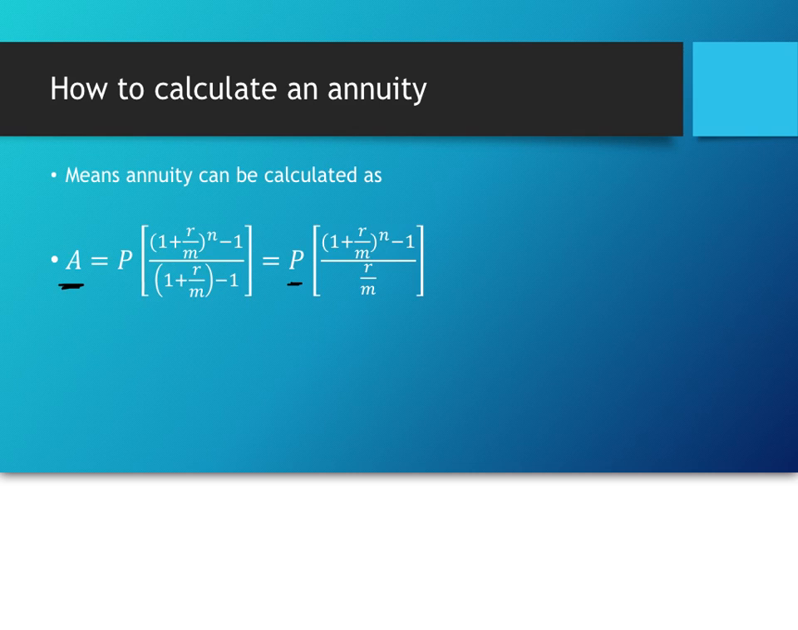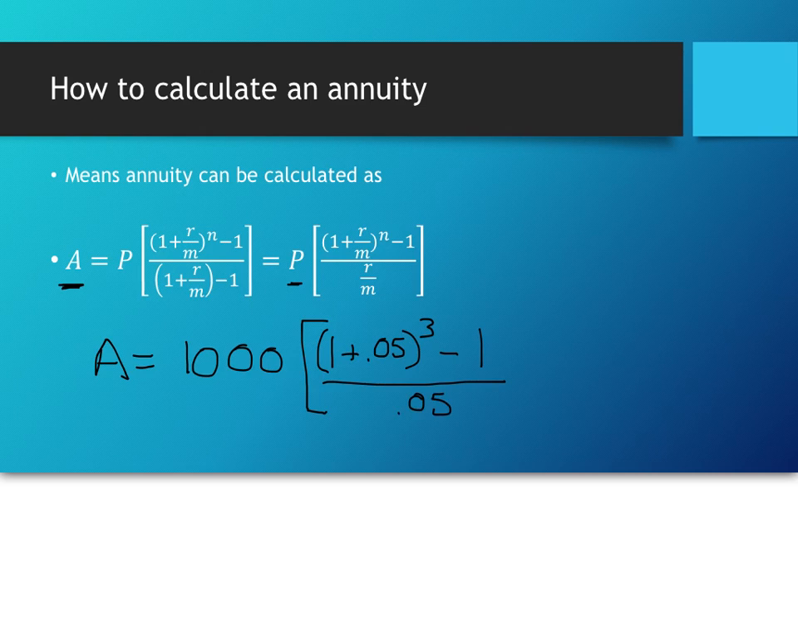So let's see how that would have matched up with my idea from earlier. So we had $1,000 payments yearly. 1 plus r over m, that was 1 plus 0.05 over 1. We had 3 years, so my n was 3, minus 1, over 0.05 over 1. Okay? Now be careful how you type this in, all right? Because there's a lot going on here. And it is something to be careful of.